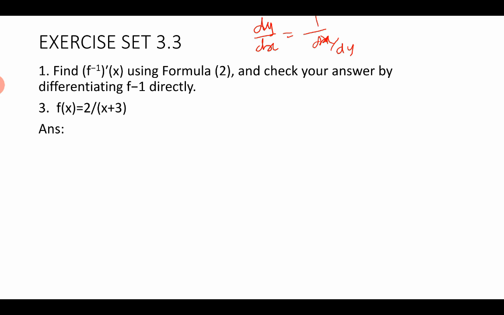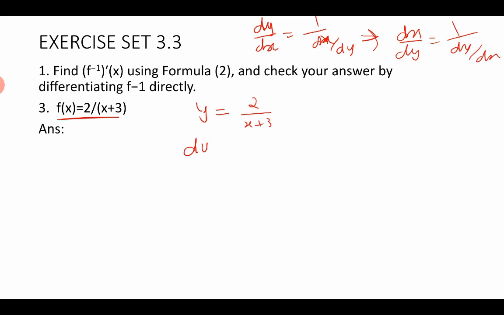What we are going to do here: f of x, that is our y, is given as 2 over x plus 3. It's the inverse we are looking for, actually. Okay, let's do it. Then dx by dy is equal to 1 over dy by dx. That's it. So when you find dy by dx, it will be minus 2 over x plus 3 whole square.